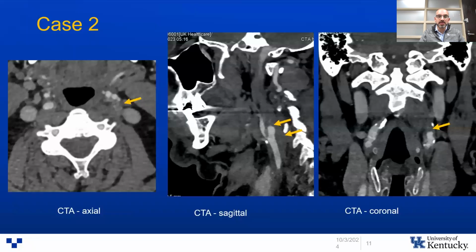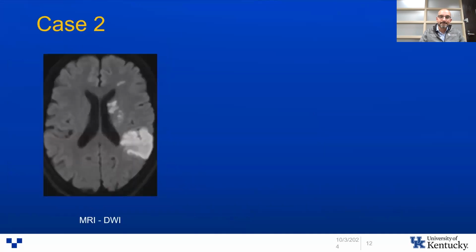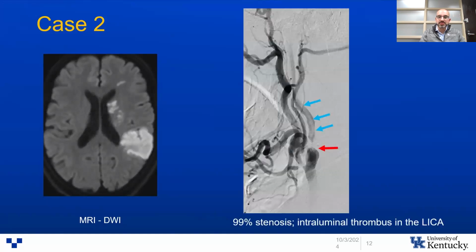The imaging at that time showed, as you can see on the axial, sagittal, and coronals, a significant stenosis in the left ICA with what seems to be a soft plaque. You can see on the sagittal a thin sliver of flow, so a near occlusive stenosis on the CT angiogram. An MRI was done, and as you can see here, there's restricted diffusion on the axial cuts.